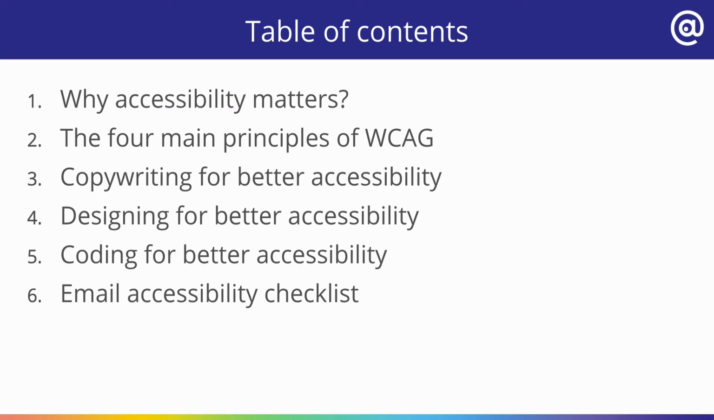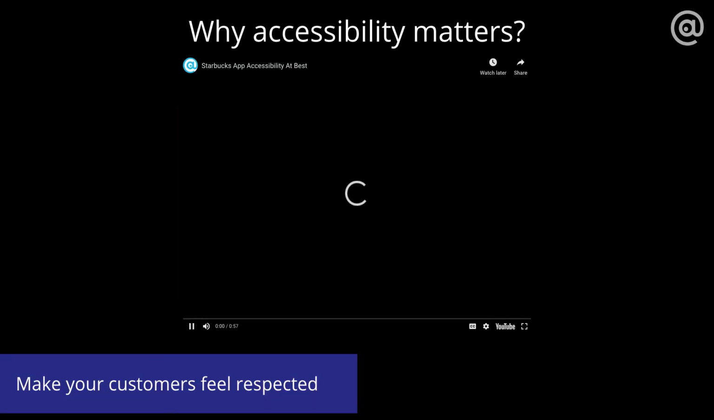We're going to speak about these 6 topics. First, why accessibility matters, then the main principles of web accessibility, copy, design, code side of things, and finally you will get a checklist that you can take home, print out, or whatever you want to do with it. Let me start with a video.